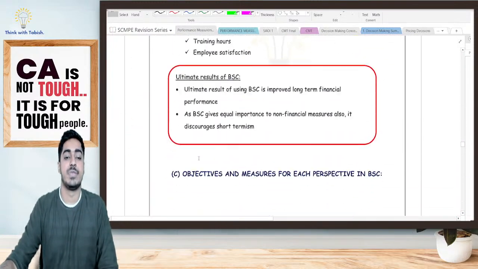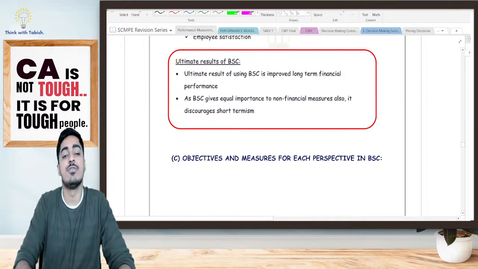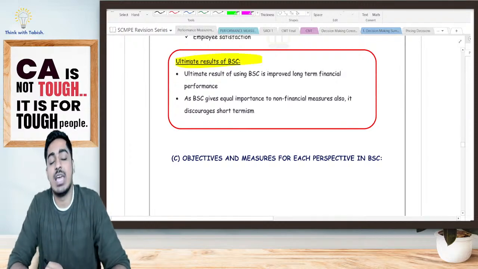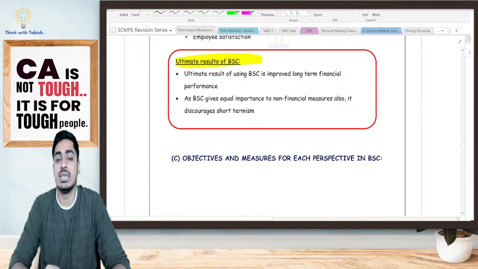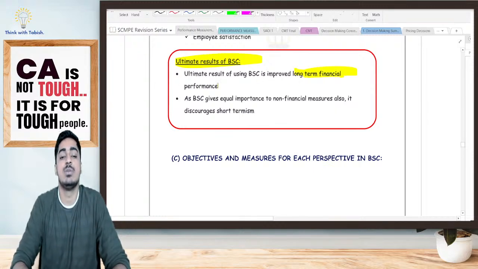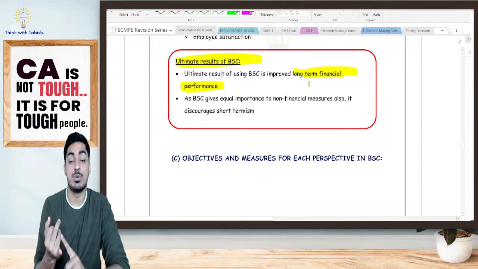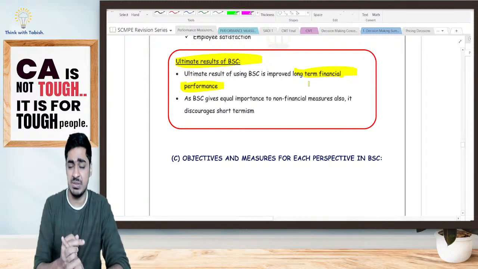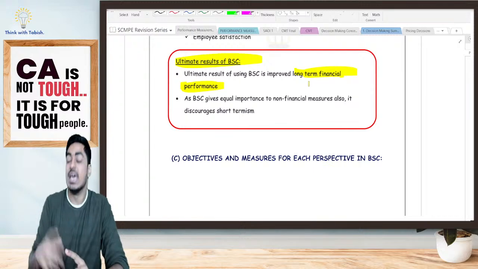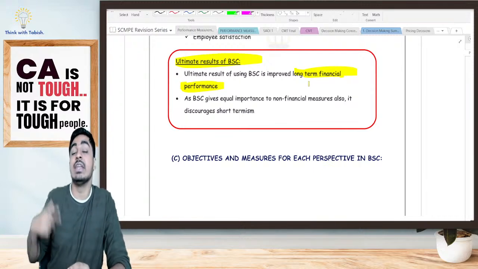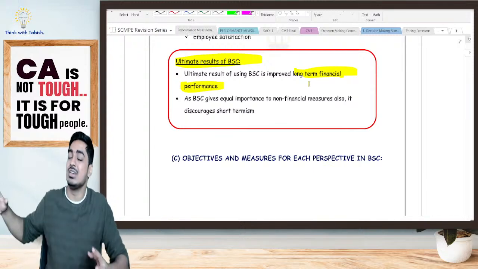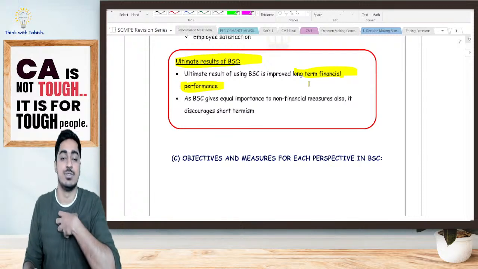Now, this is over. The ultimate result of balanced scorecard: if you have implemented balanced scorecard, it is long-term financial performance, long-term financial success. Yes or no, students? Financially, profit I'm earning well. My customers are happy. Internal business policies are good. I'm learning. I'm getting ready for future as well. That means in the long term, I'm going to have a very good future for my company.